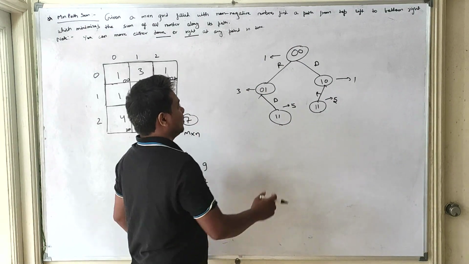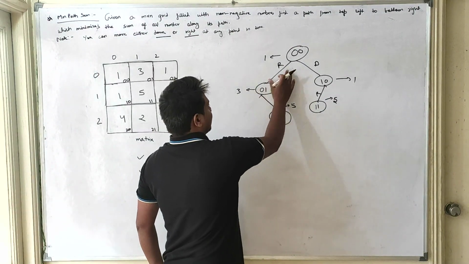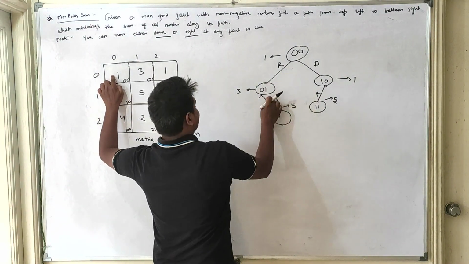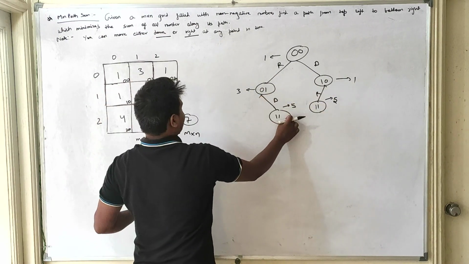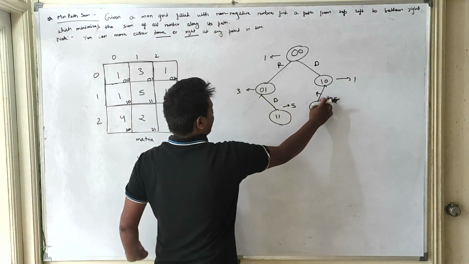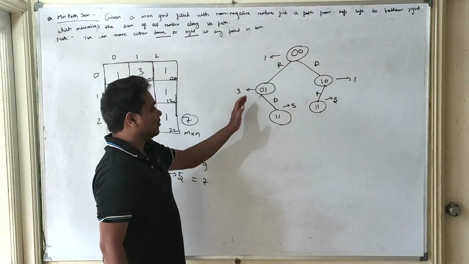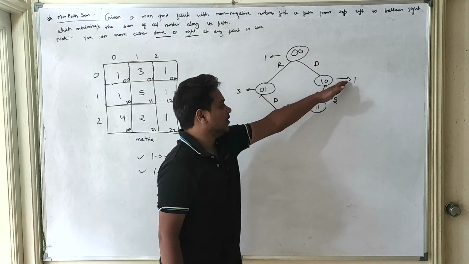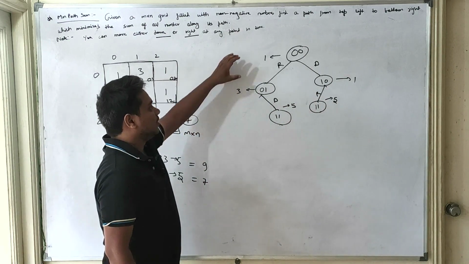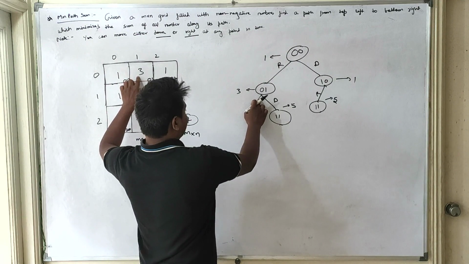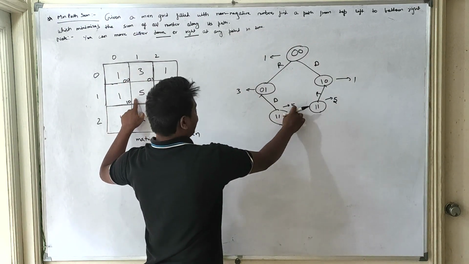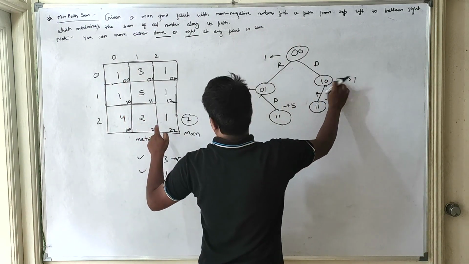is this. Okay, so again from 0 0 we can either move to 0 1 or 1 0, then from 0 1 we can move to 1 1, or from 1 0 we can move to 1 1. So from here we can only move down, from here we can only move right. Now the 0 0 cell has value 1, 0 1 has value 3, 1 1 has value 5, and then 1 0 has value 1.